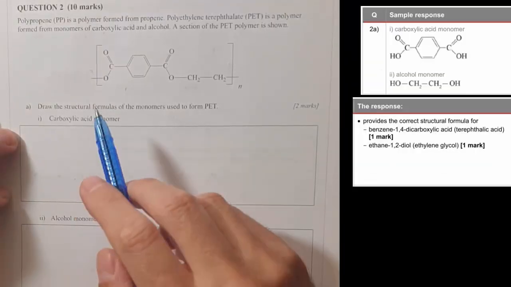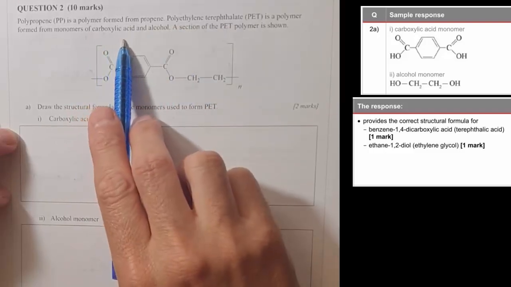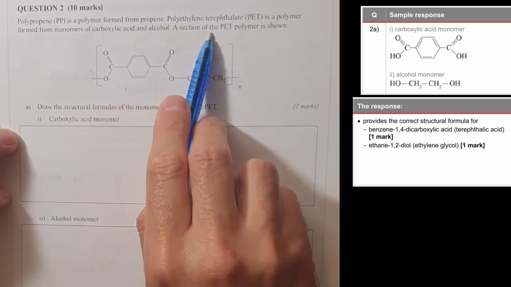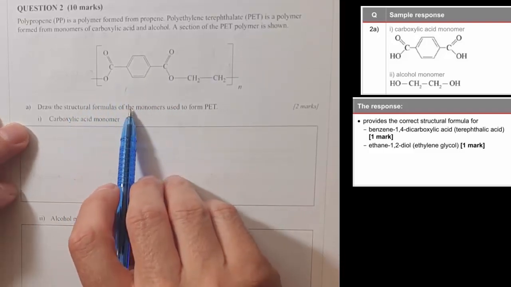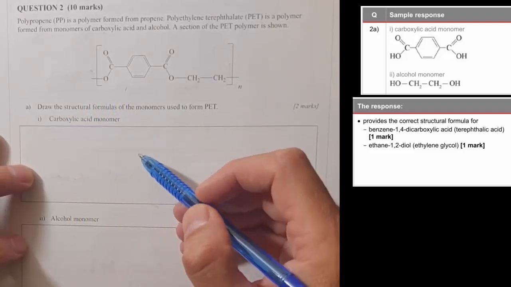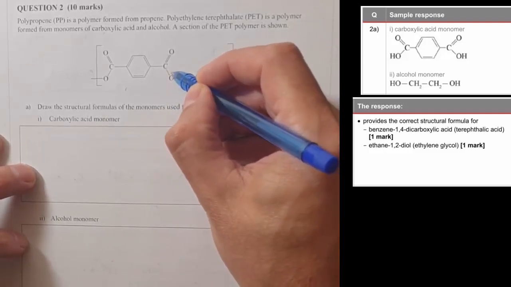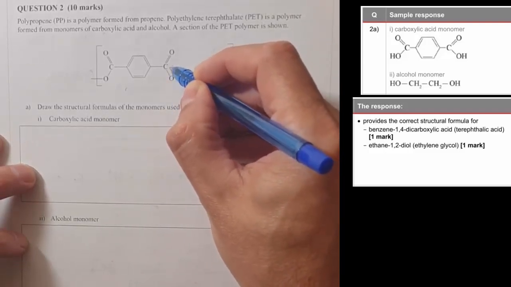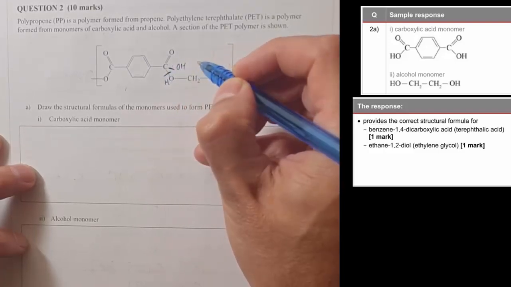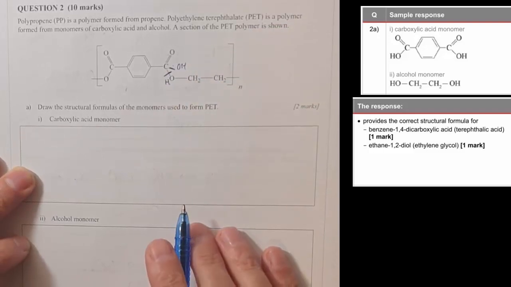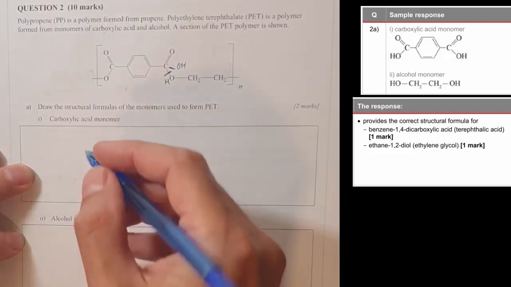Okay, question 2. Polypropylene is a polymer. That PET is a polymer of carboxylic acid and ethanol. There's PET here. Find the monomers. So the carboxylic acid and the alcohols are obviously here. So that must have been the OH there and the H there. So draw the structural formulas for the carboxylic acid monomer.